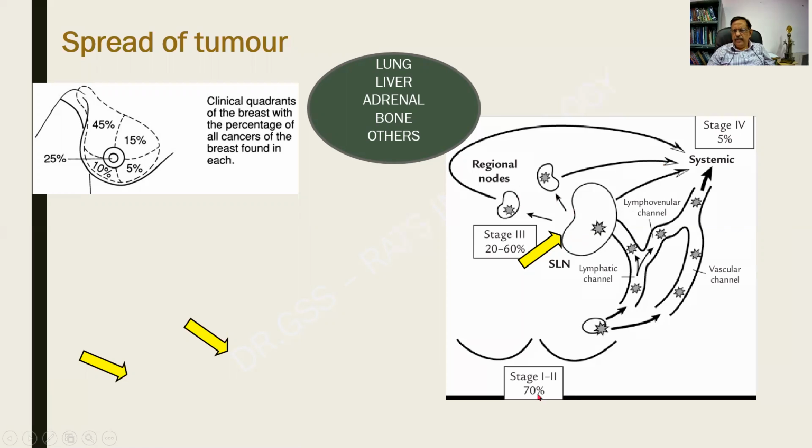Surgery will be talking about it better. So there is a stage 1 over here, and then stage 2 or 3, then stage 4. So this is the lymphatic spread of the breast tumors. Also, there can be a vascular spread.